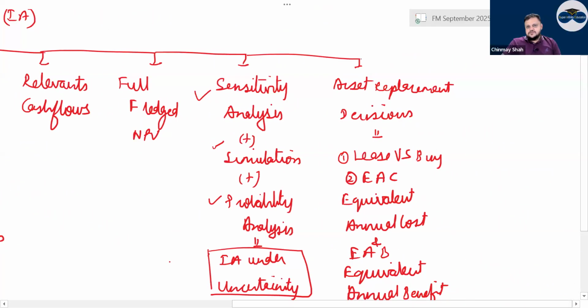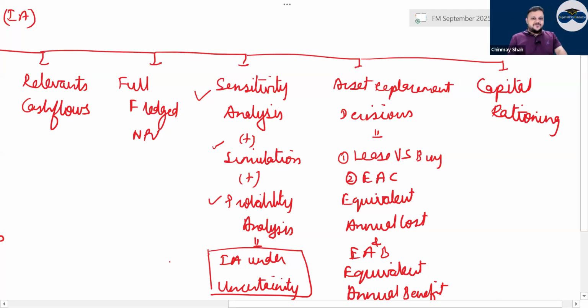Asset replacement decision हो गया. उसके बाद last you have something called capital rationing. Now the examiner is very notorious here. Okay.